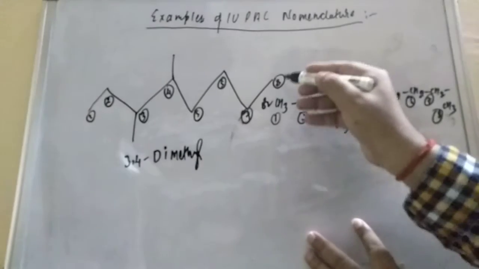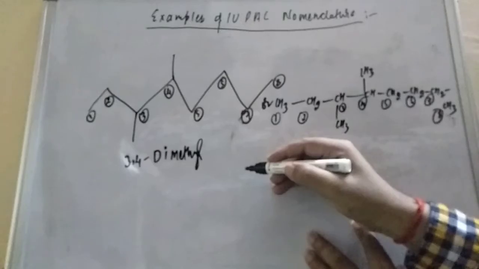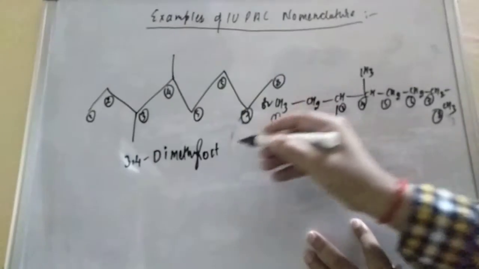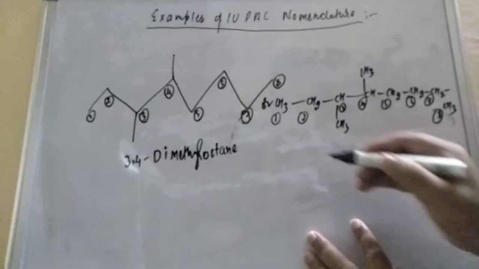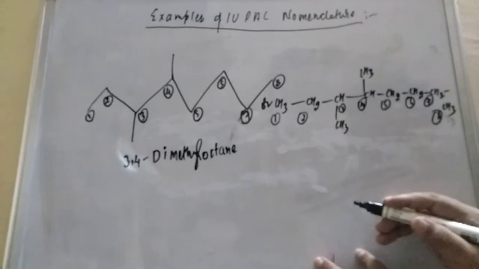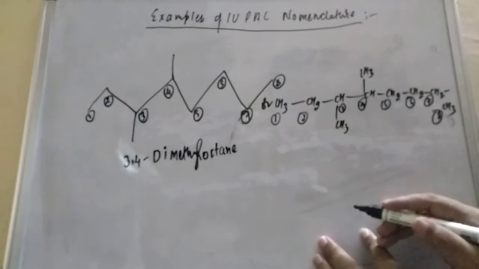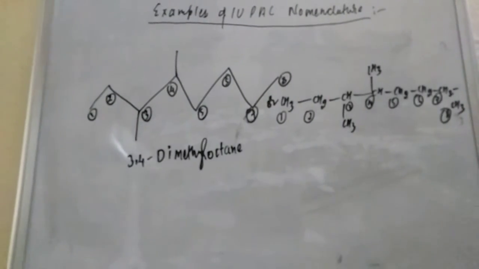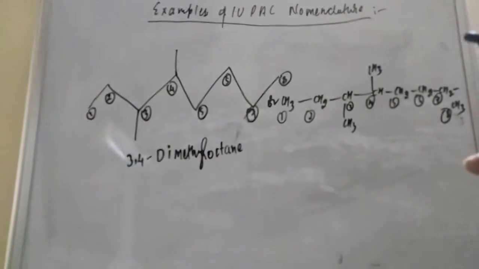Then word root, how many carbons are there, student? 8 carbons. So we will write oct. Then all are single bonds, so that will become ane. 3, 4 dimethyl octane. This is the IUPAC name of this compound. Okay student, now let us move to some other example. Easy examples we will be able to solve.